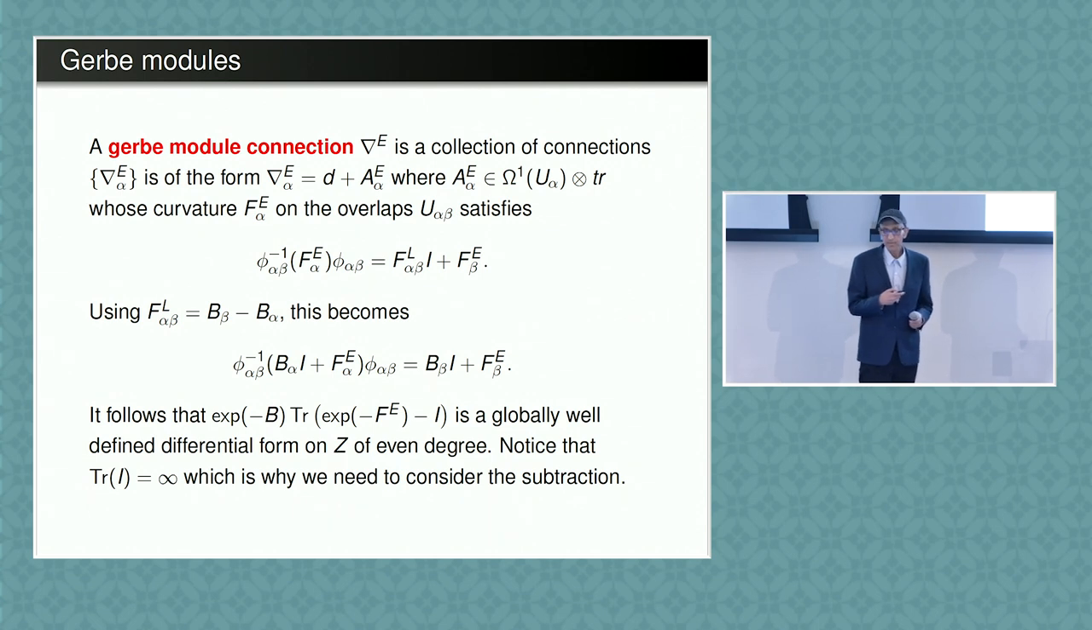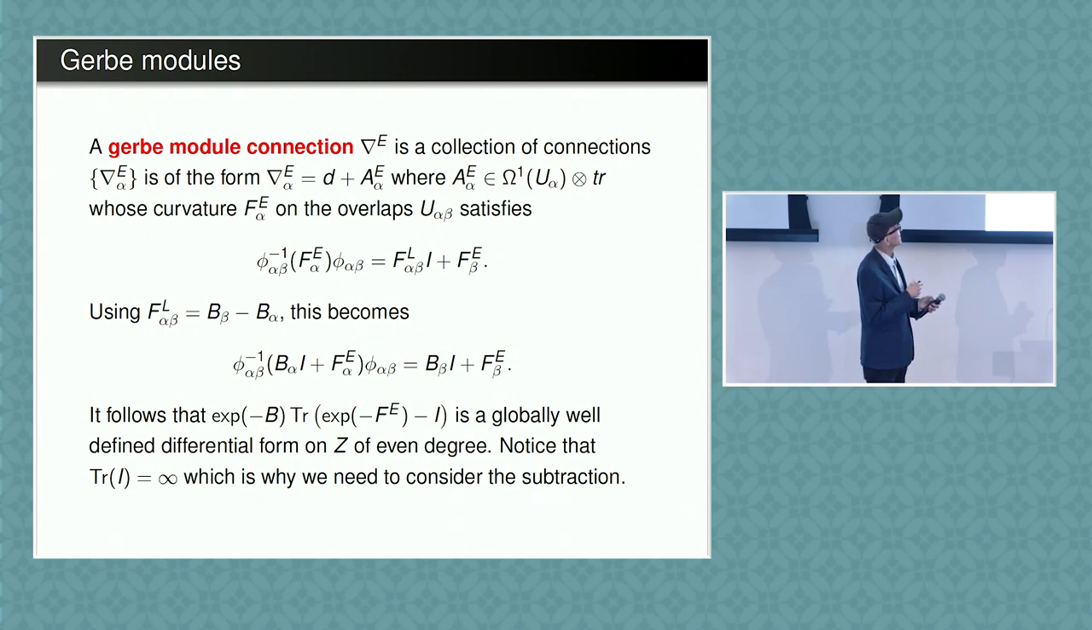So now you need to define a connection on this gerb module. So first you define a connection locally on each of these E's, right, which you can, there exists a connection, and it's of the form D plus A alpha, where A alpha is a one form on U alpha tensor trace class operators. And the curvature satisfies this condition that if you take the curvature of alpha and the curvature of beta, and then you use the phi alpha beta inverse, you get the curvature of the gerb L alpha beta, right?